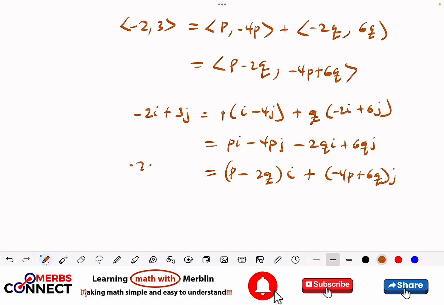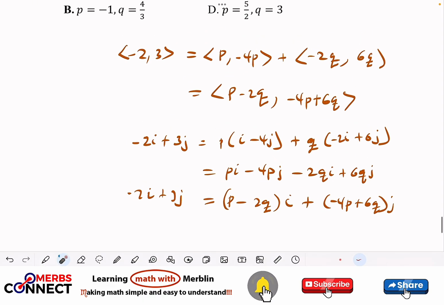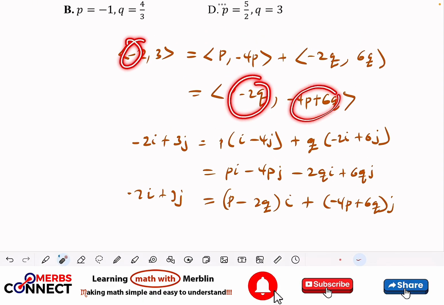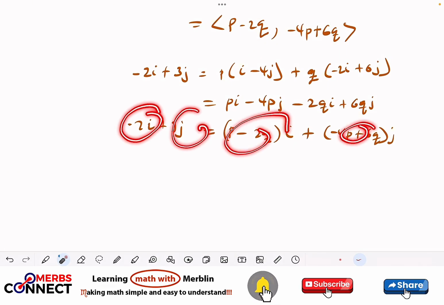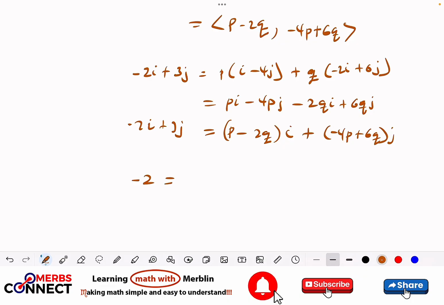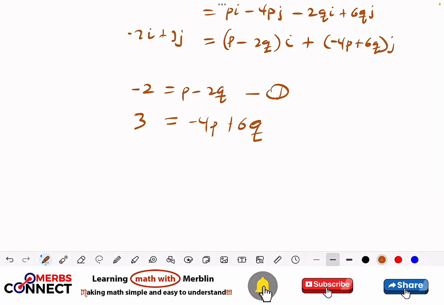Then you compare to the left. So it's the same thing. I can compare this one to this and this one to that, which is the same as comparing I to I, J to J also here. So minus 2 is equal to P minus 2Q, one equation. And then 3 will be equal to minus 4P plus 6Q, another equation. So what we just need to do here is solve these simultaneously to get P and Q.